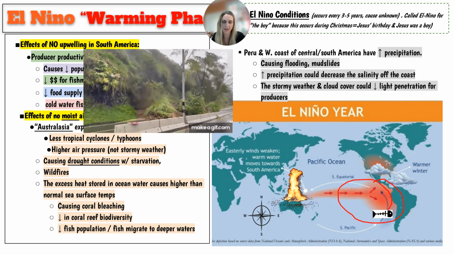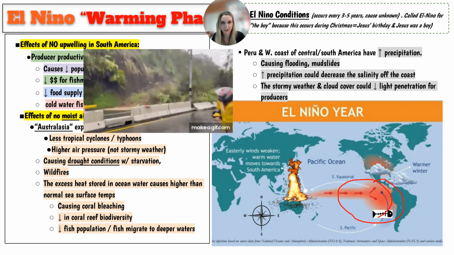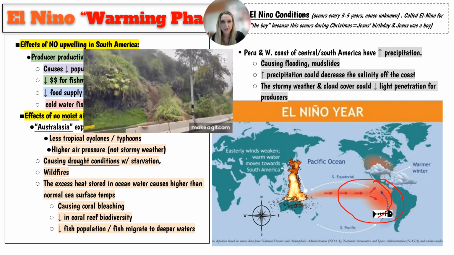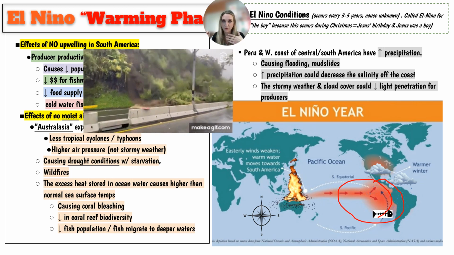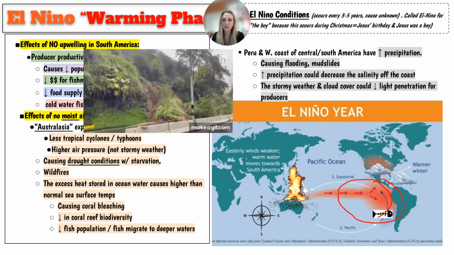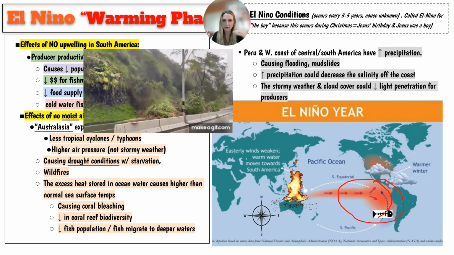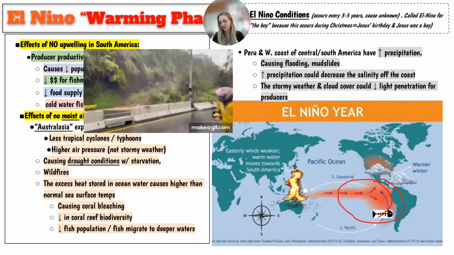Staying off the coast over here. This is going to cause more flooding, more mudslides. More precipitation could decrease the salinity going off the coast when you have runoff. The stormy weather will produce clouds. The clouds could also decrease light penetration for producers.